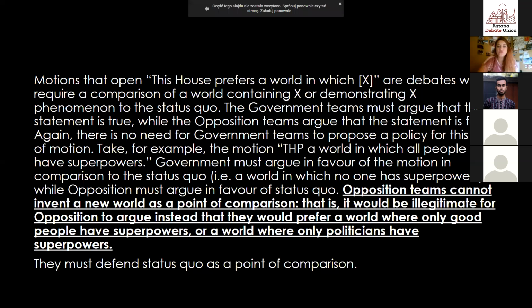Take, for example, the motion "This House prefers a world in which all people have superpowers." Government must argue in favor of the motion in comparison to the status quo. Opposition teams cannot invent a new world as a point of comparison. That is, it would be illegitimate for opposition to argue instead that they would prefer a world where only good people have superpowers, or a world where only politicians have superpowers. They must defend the status quo as a point of comparison.